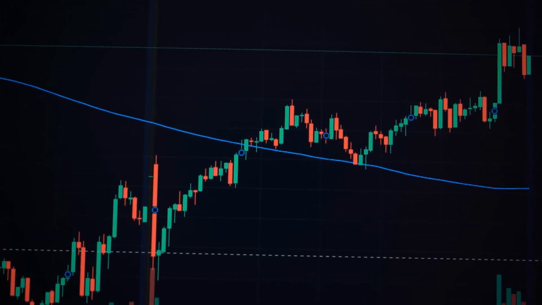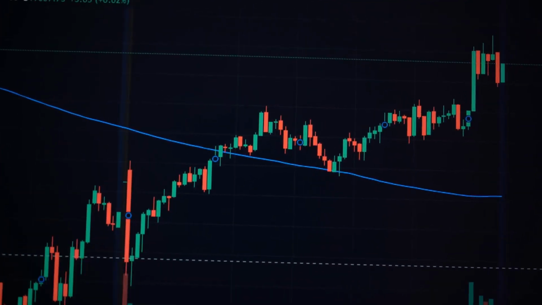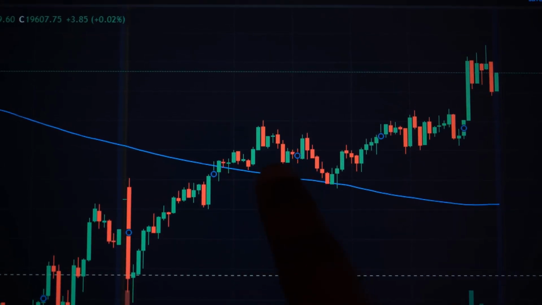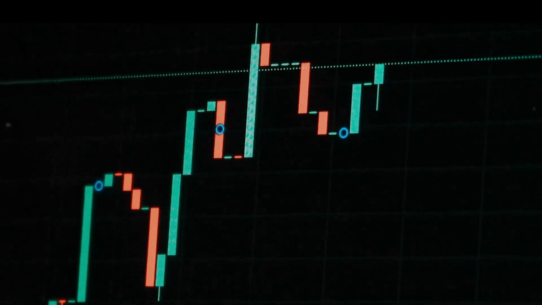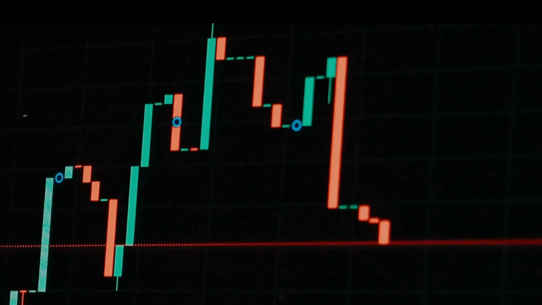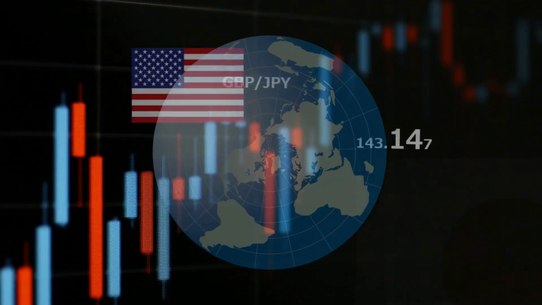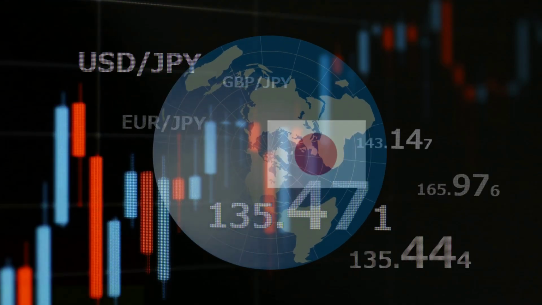Current price structure. Price is currently trading around entry reference zone 158.80, 158.95. But the market is showing smaller candles, hesitation movement, early pullback pressure. This tells us the trend is still valid, but needs breathing space.